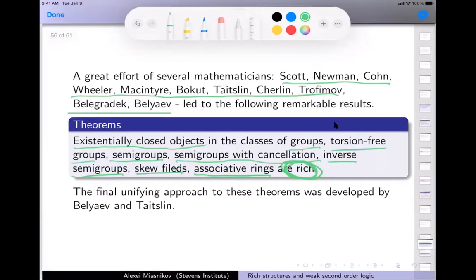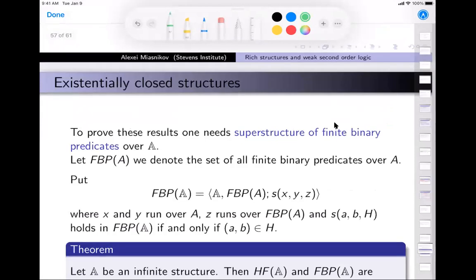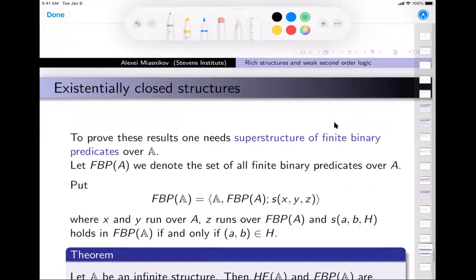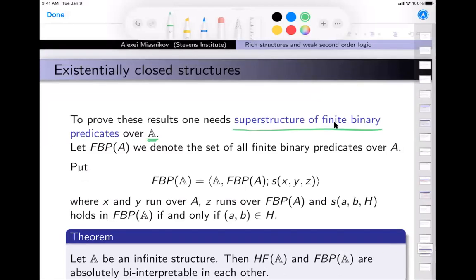It was distilled by Belyaev and Tyson. They noted that it was a core statement almost everywhere. And what was the statement? It's not the language Belyaev and Tyson or the original authors were using; it's what I just put here to explain. Starting with the structure A, you can consider another superstructure of finite binary predicates over A. So what is this? This is a set FBP, finite binary predicates over A.